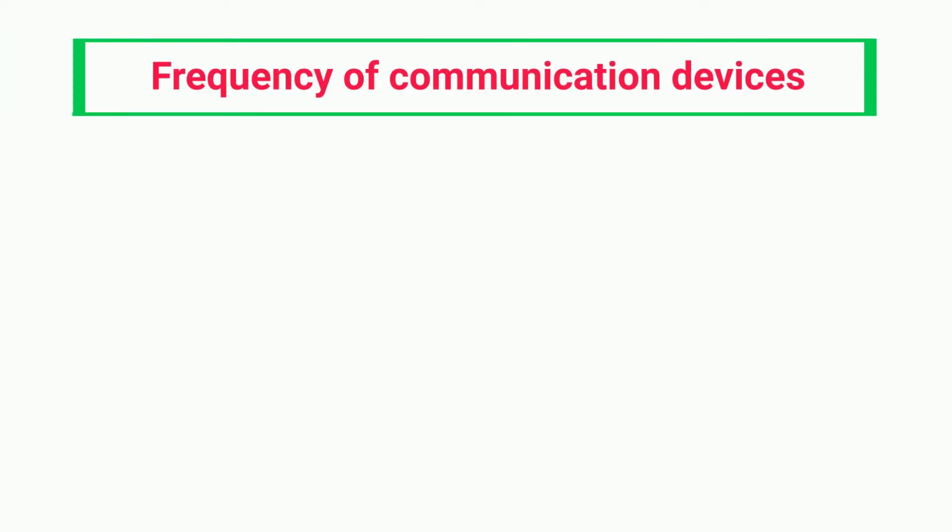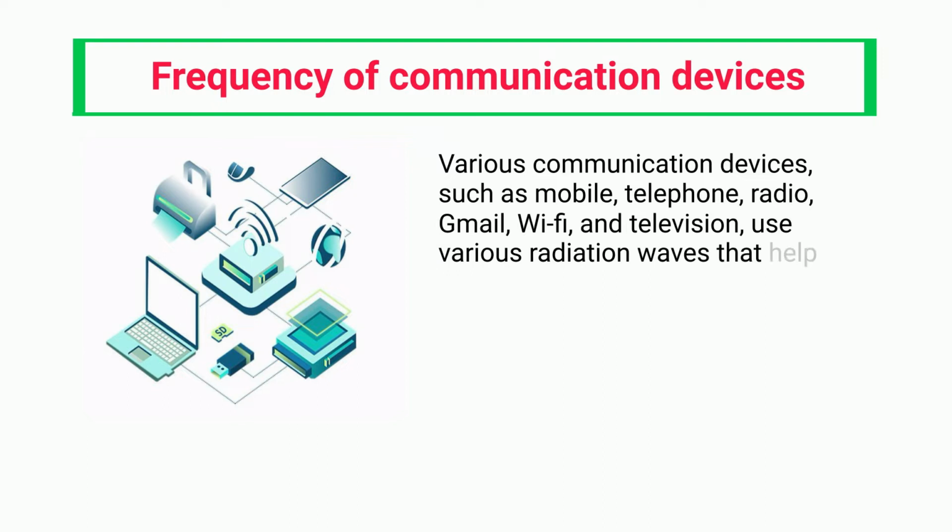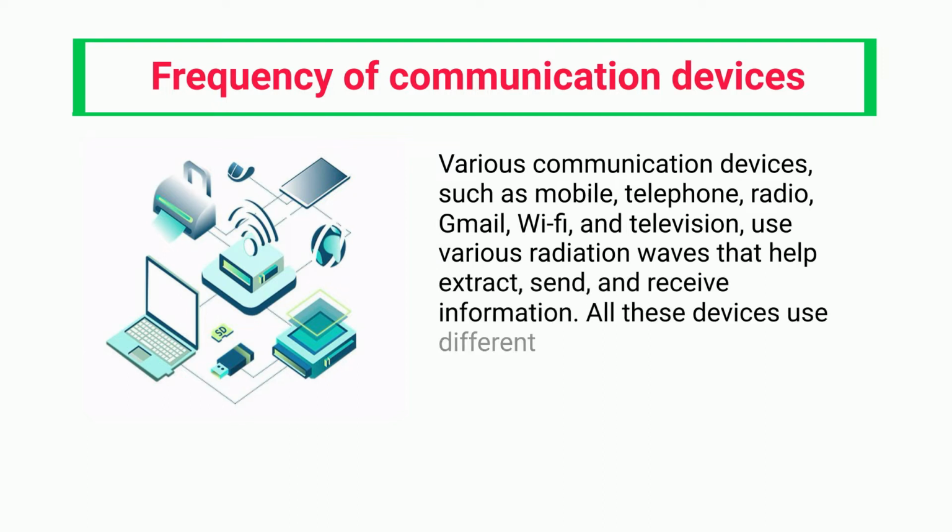Frequency of communication devices. Various communication devices, such as mobile, telephone, radio, Gmail, Wi-Fi, and television, use various radiation waves that help extract, send, and receive information. All these devices use different frequency ranges for communication.